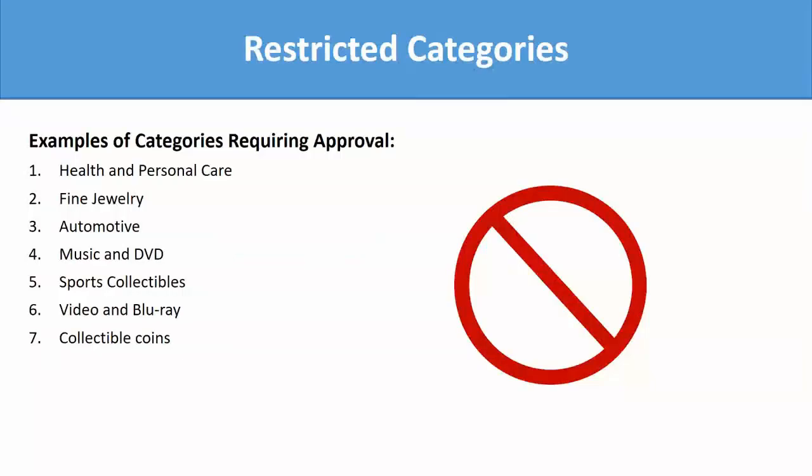So starting with the first topic here, which is category approvals. There are a number of categories which need approval. It changes from marketplace to marketplace. In case you are in Amazon.com, it might be different. In case you are in Amazon.eu, it might be different. So these are the examples of categories which require approval in Amazon.com, which is the US marketplace of Amazon. These are some of the categories: HPC, health and personal care, fine jewelry, automotive, music, DVDs, Blu-rays, collectible coins. All of these categories you require approval for.